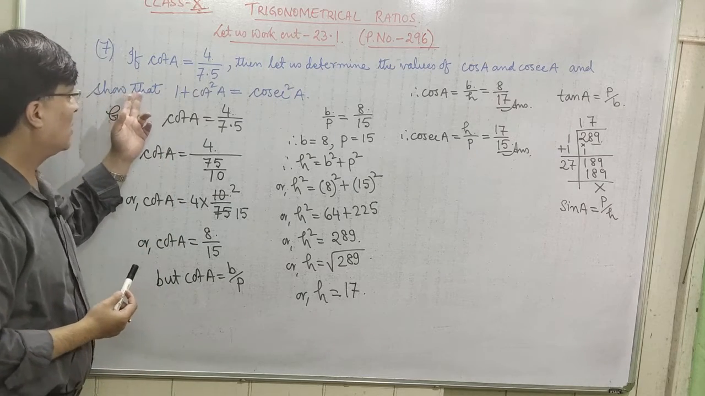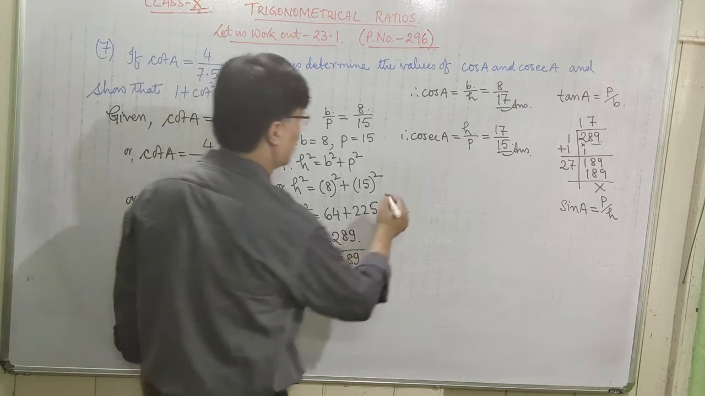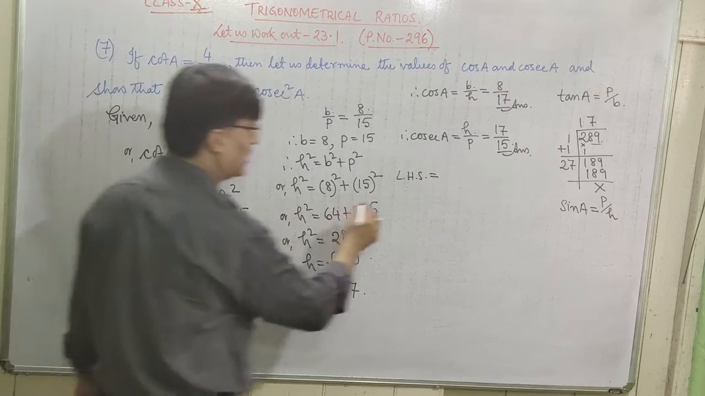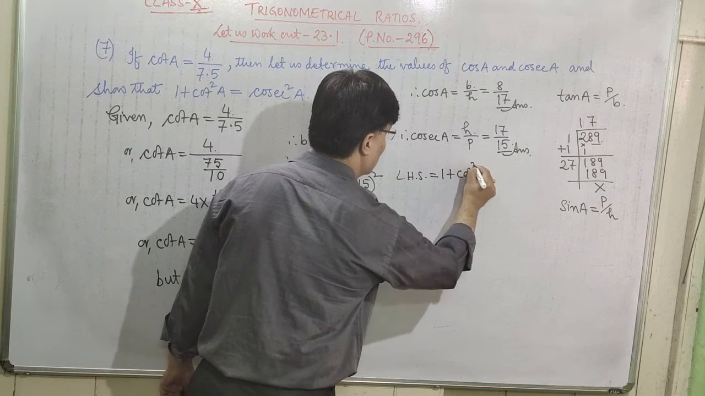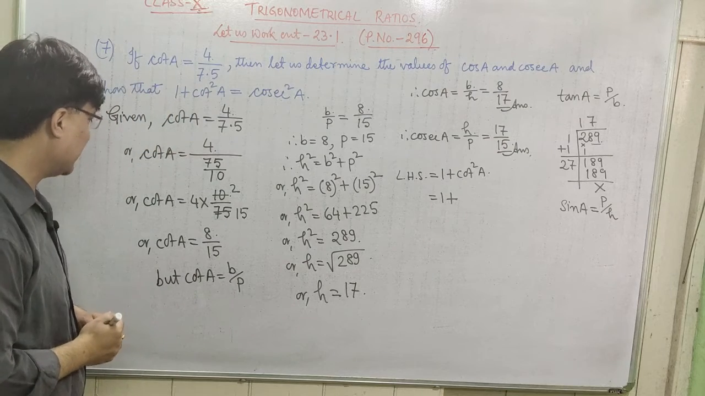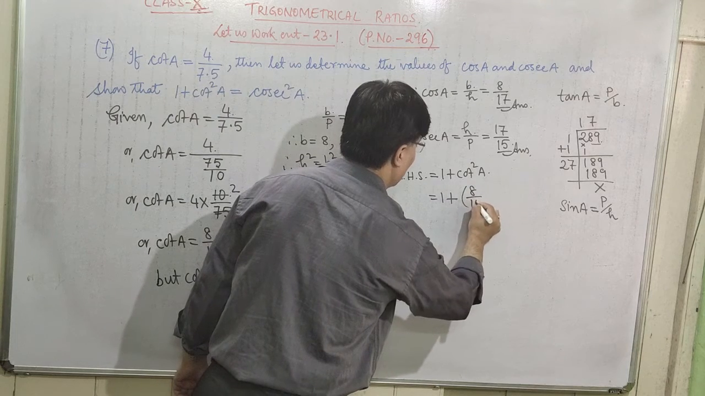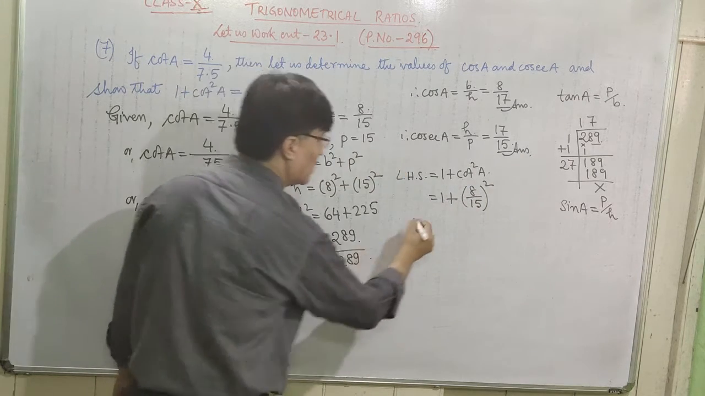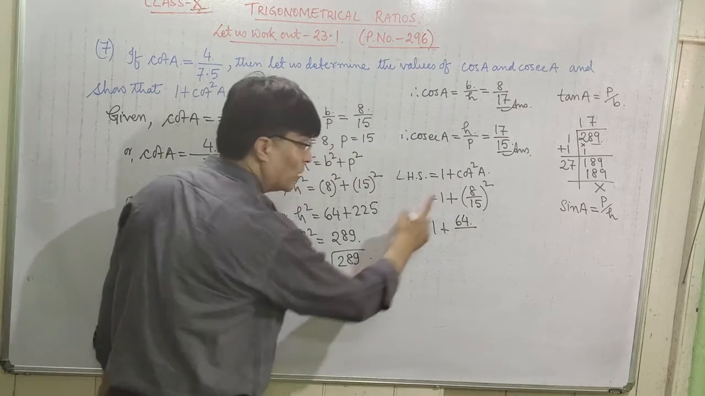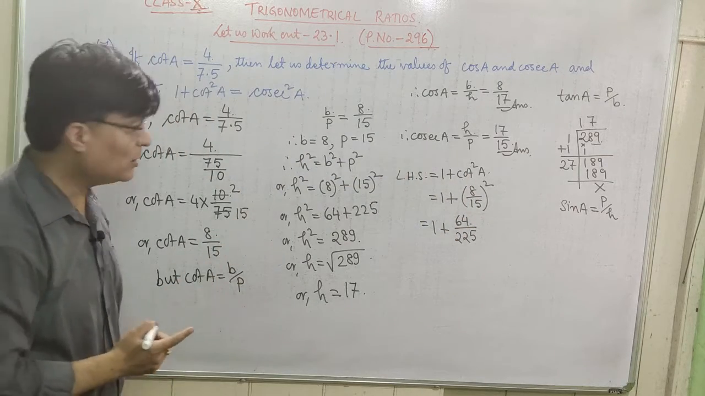Now let us prove 1 plus cot square A is equal to cosec square A, that is, LHS is equal to RHS. Let us write down the left hand side: 1 plus cot square A, which is equal to 1 plus, what is the value of cot A? Cot A is 8 upon 15, whole square, which is equal to 1 plus, what is 8 square? 64. What is 15 whole square? It is 225.